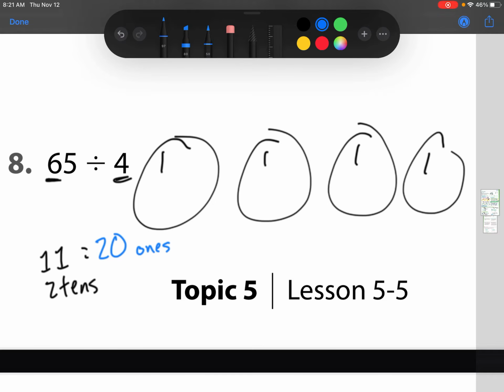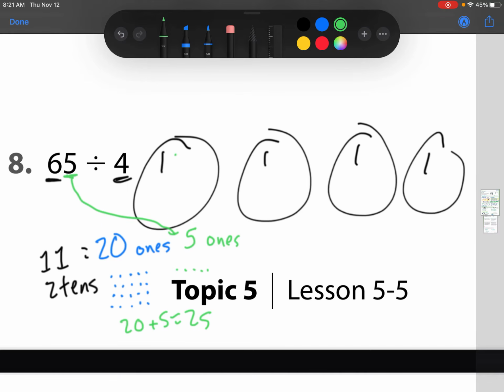If we want, we can draw those dots. 1, 2, 3, 4, 5, 6, 7, 8, 9, 10, 11, 12, 13, 14, 15, 16, 17, 18, 19, 20. But if you could do it without drawing those dots, that's perfect. Now what do we have? We have these 5 right here. So we have 20 ones and 5 ones. 1, 2, 3, 4, 5. So what is that? Well, that is 20 plus 5 is 25. So we have 25 ones we have to distribute.